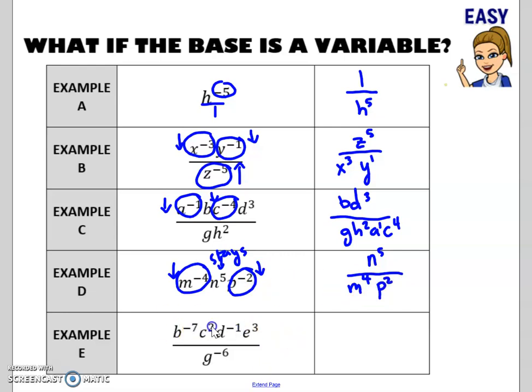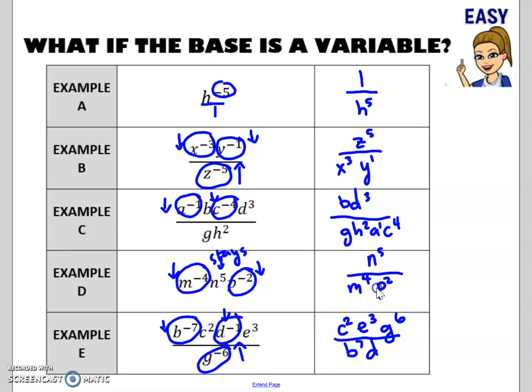All right, one more together. Here we go. Negative 7 exponent means come down. d to the negative 1 means move it. And g to the negative 6 says move it. I have c squared stays. I have e cubed stays. I have g cross the line, change my sign, so now it's positive 6. And then b comes down, change the sign, so b to the positive 7, and d comes down, positive 1. I don't have to write 1. If you need to see it, awesome.